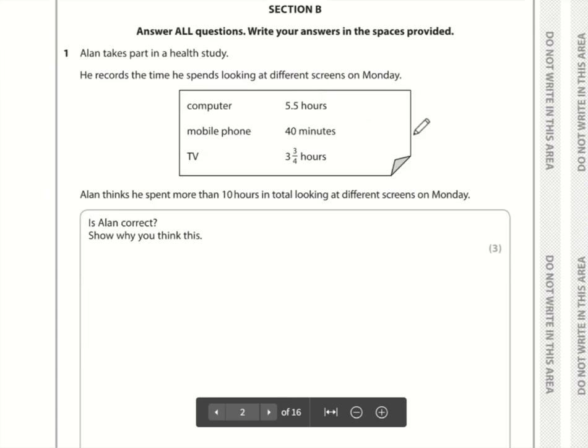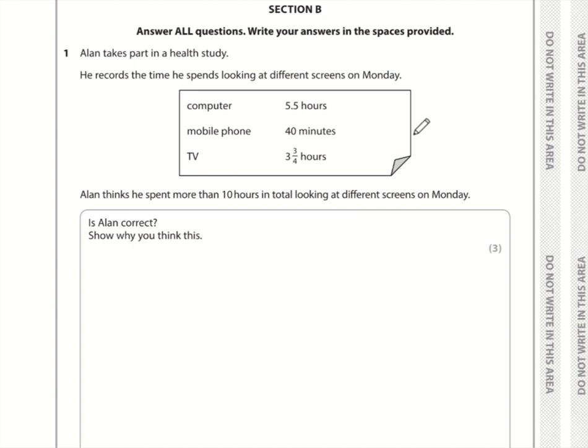So question number 1, Alan takes part in a health study. He records the time he spends looking at different screens on Monday, and he thinks he spent more than 10 hours, so is he correct? So we just need to add these up.